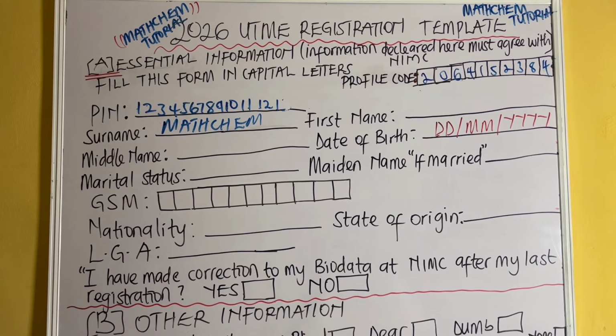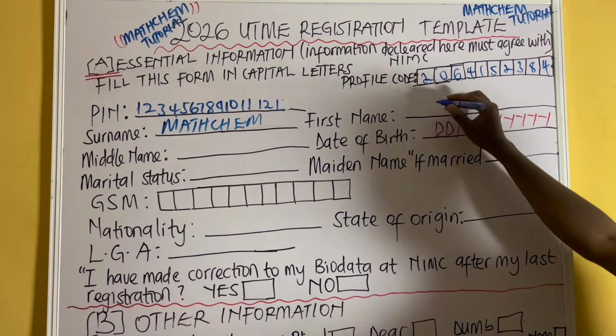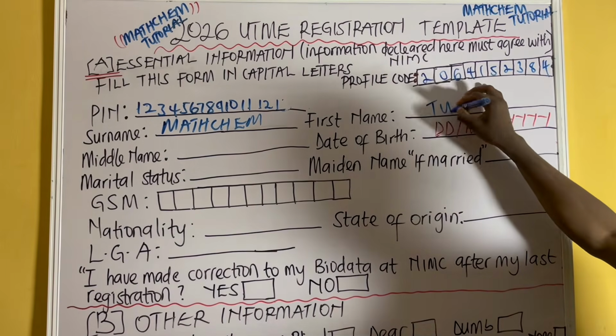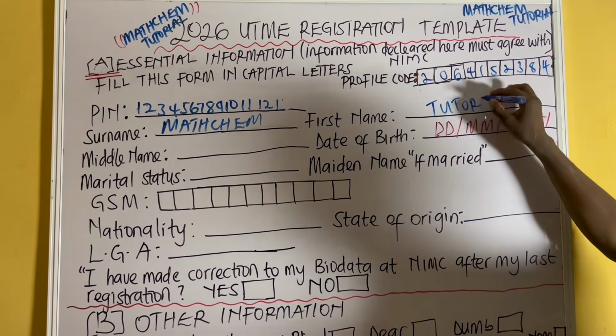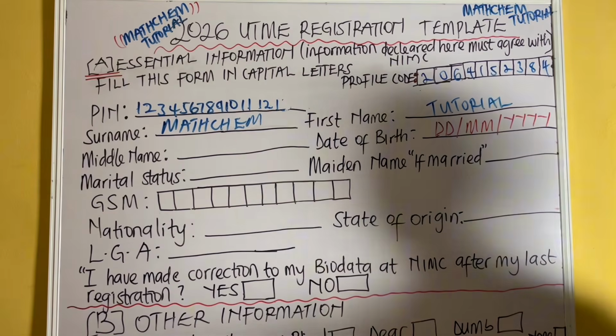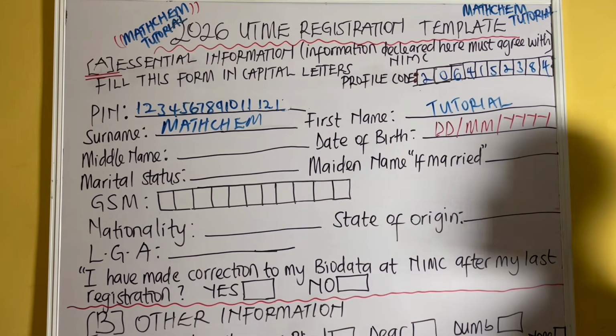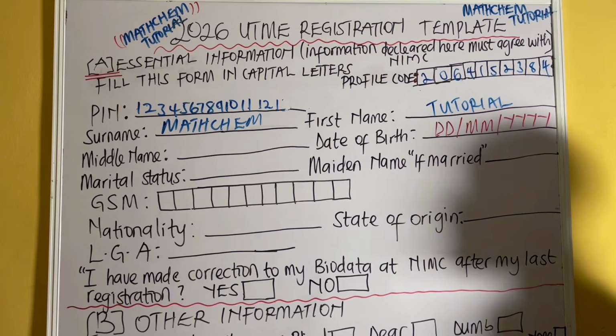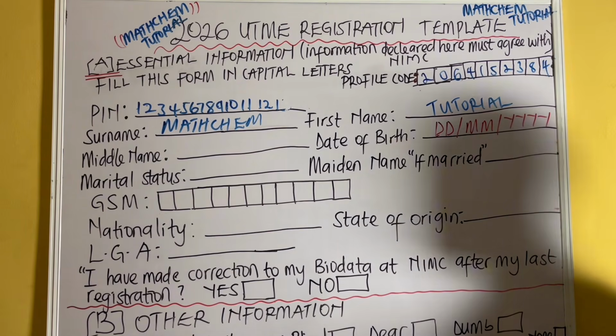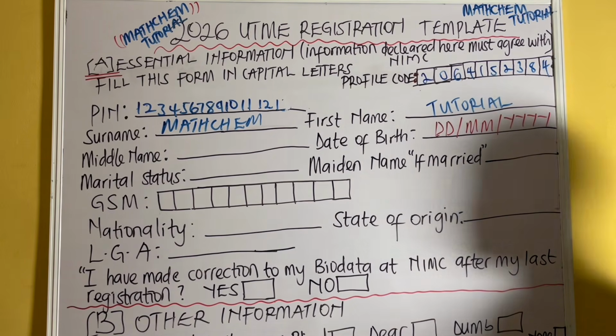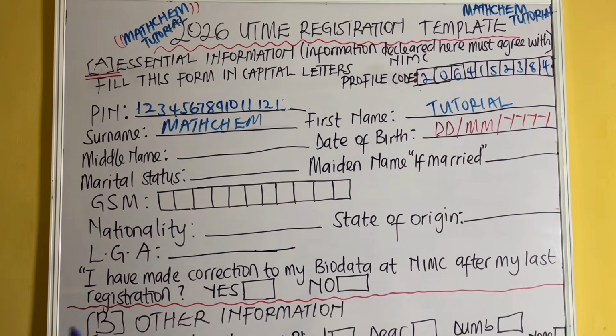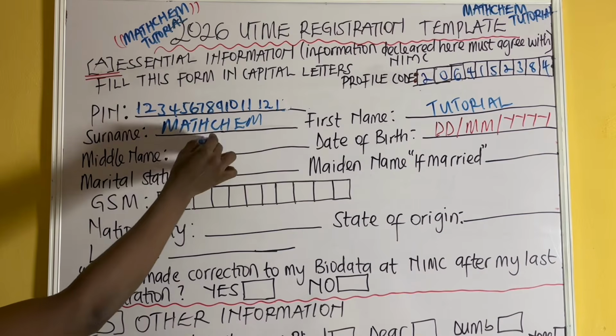So your first name, let's say it is Tutorial. Take note that your first name simply means your own name, I mean the name that your friends, mother, father, usually everybody used to call you. That's your own name, while your surname is your father's name. So after the first name, the next one is your middle name. Your middle name can be online.